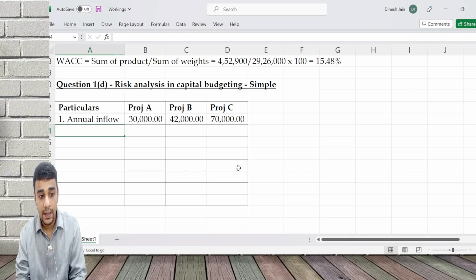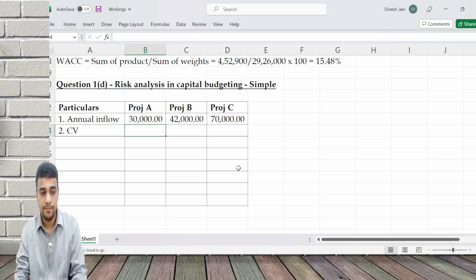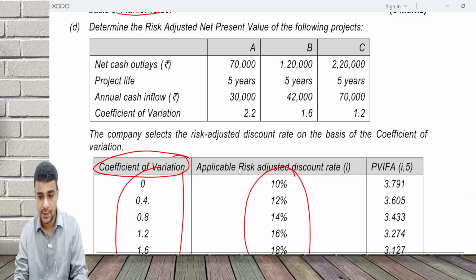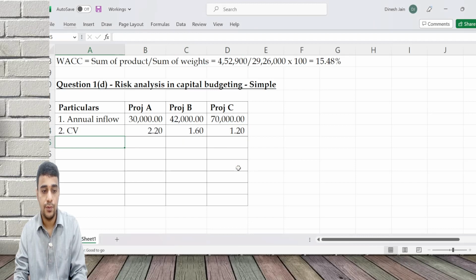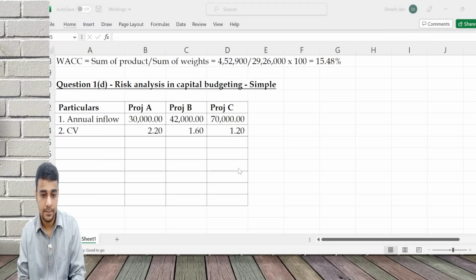The discount rate would depend on coefficient of variation, because you'll have to discount this inflow. So CV, coefficient of variation: 2.2, 1.6, and 1.2.